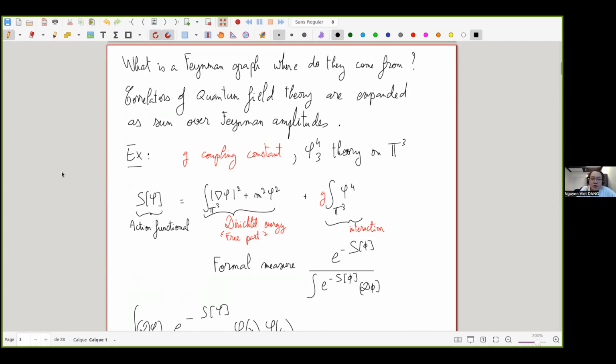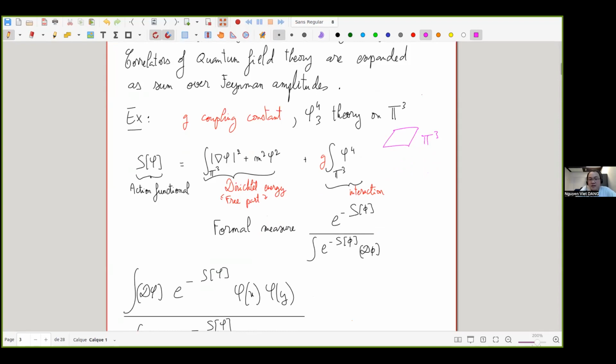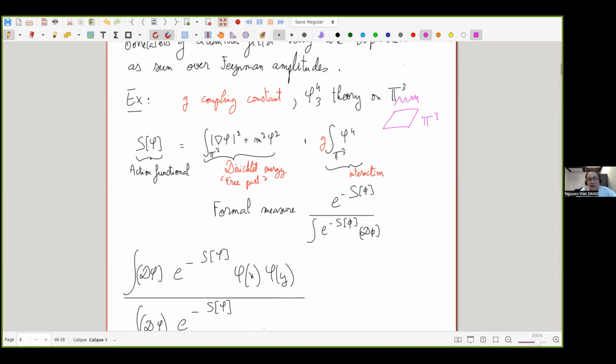And so the data for a Phi43 theory is a formal parameter G that I write in red, that is called the coupling constant. And you need a background. So here is the 3 torus, it's your space, okay? And your fields are going to live like they are functions on your space formally.